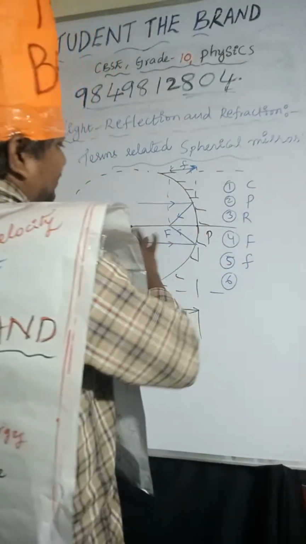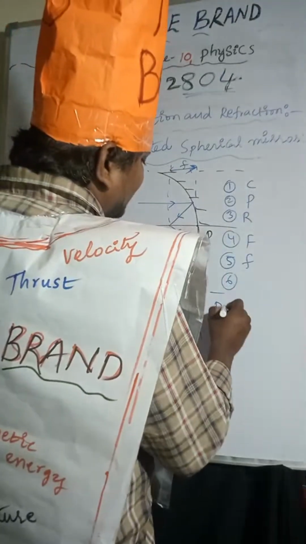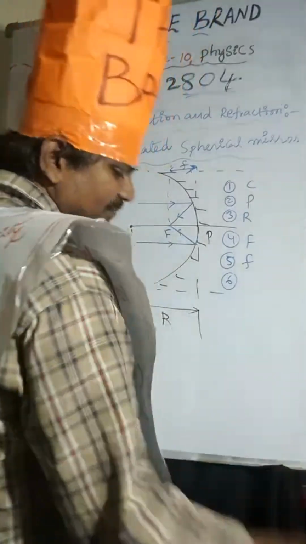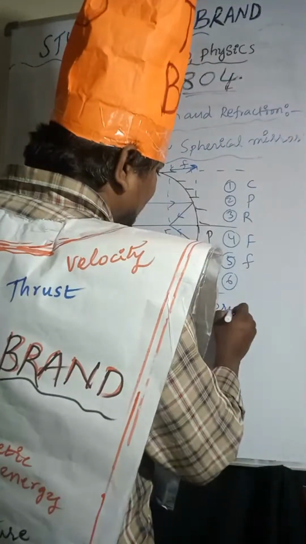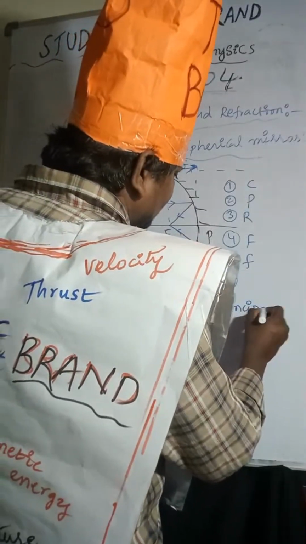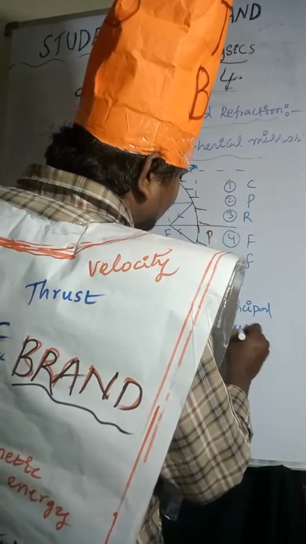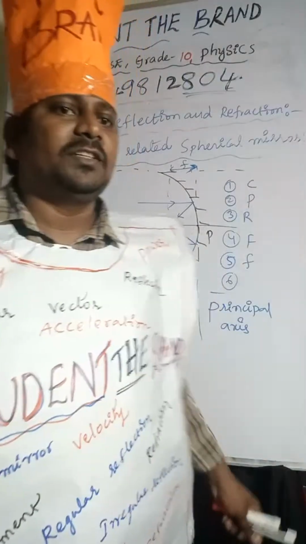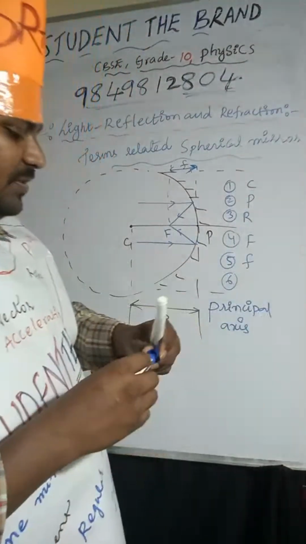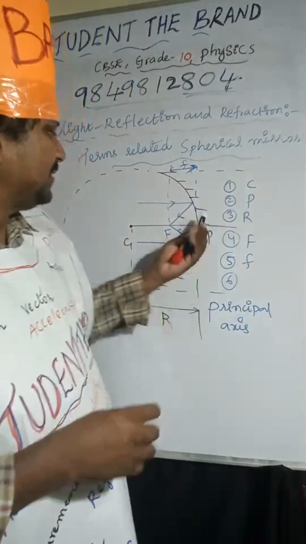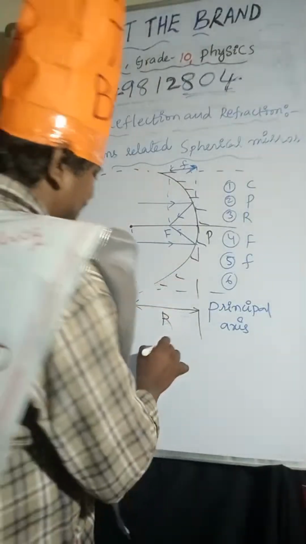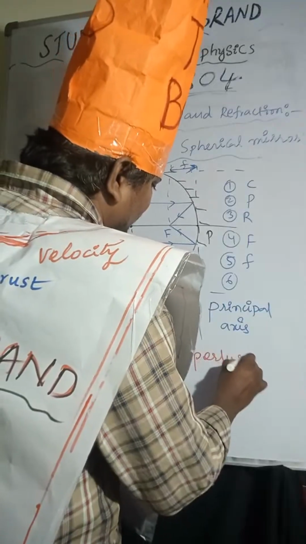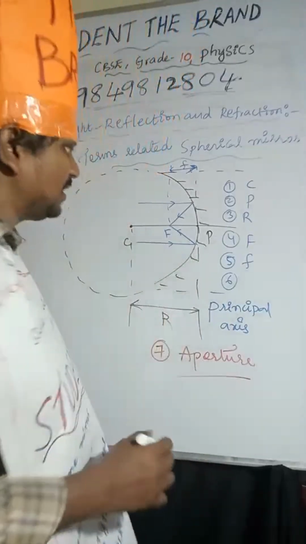So the line joining of center of curvature and pole is called principal axis. Once again, the line joining center of curvature and pole is called principal axis. And the last one, the seventh one, is aperture. The width of the mirror is called aperture.